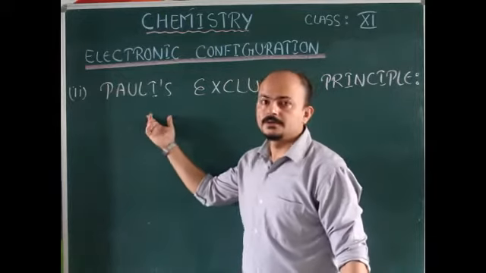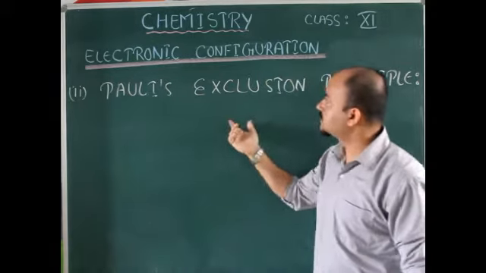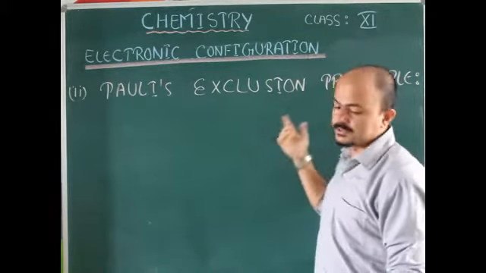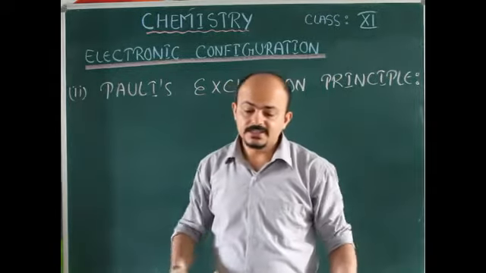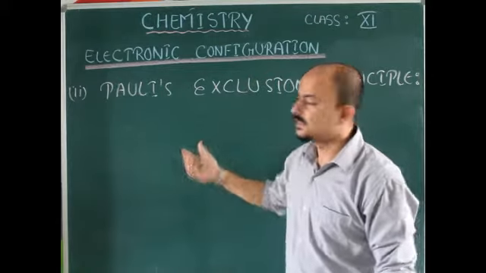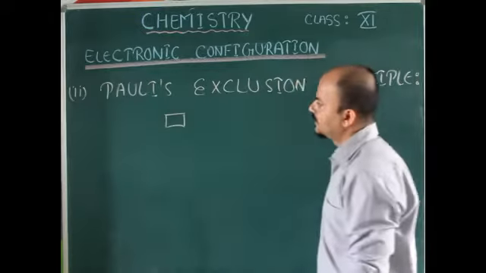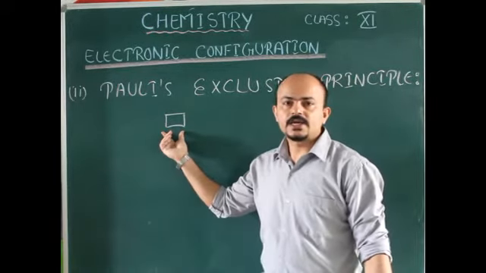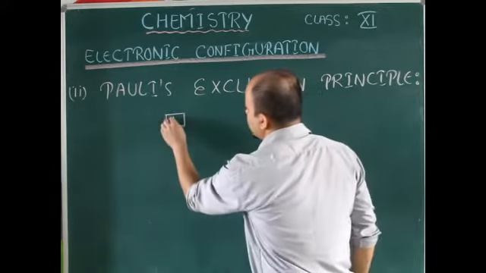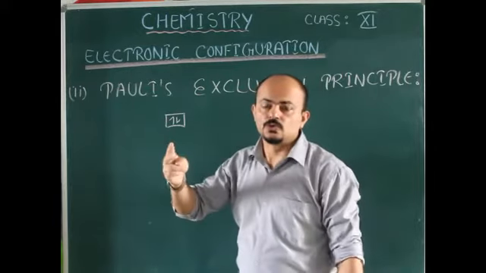After the above principle, the second principle that governs the electronic configuration of an element is Pauli's exclusion principle. Pauli tells us in very simple words that an orbital, say one room, cannot accommodate more than 2 electrons. That I have already told you. The maximum capacity of each orbital is 2.